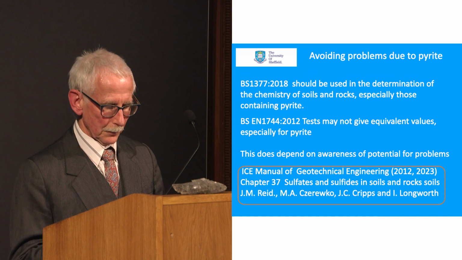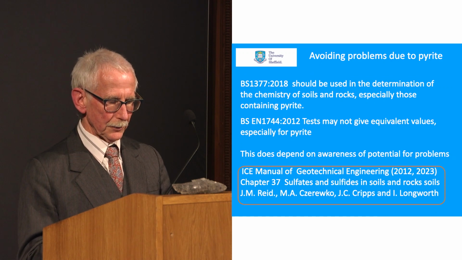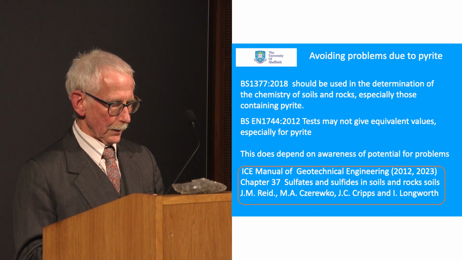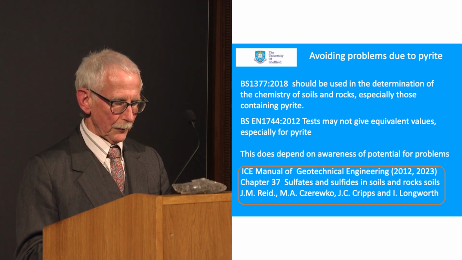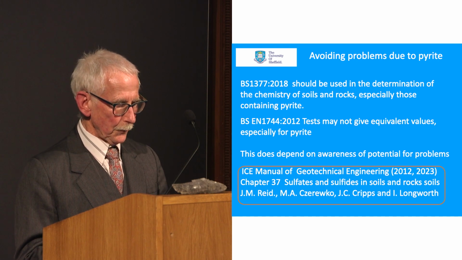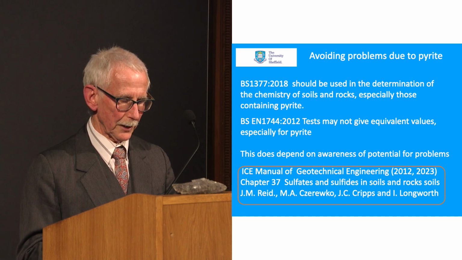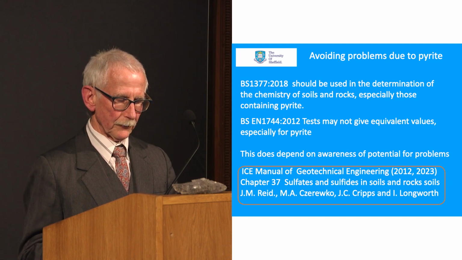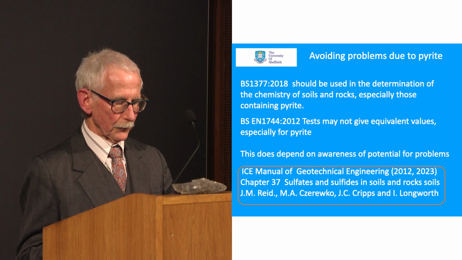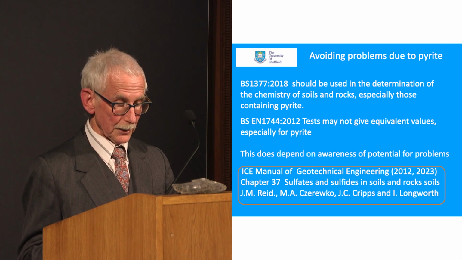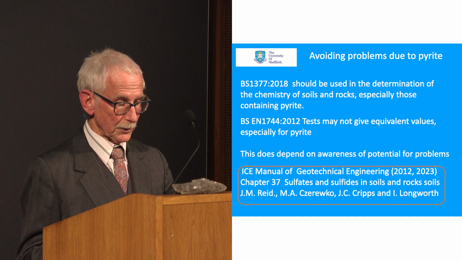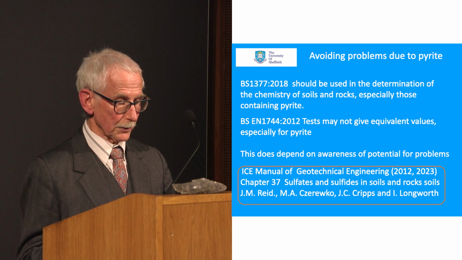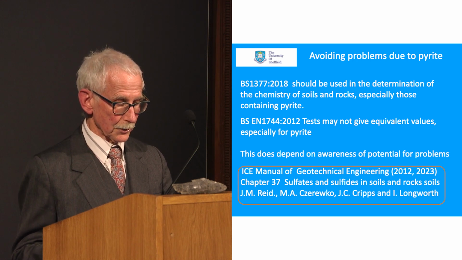To overcome this, revisions to BS 1377 were carried out in 2018, and this now aligns with the TRL and BRE procedures and should be specified for characterising the chemical character of soils and rocks for construction. This does depend on an awareness of the potential for problems with 1744, given that that is the default standard. And I'd refer you to Chapter 37 of the ICE Manual of Geotechnical Engineering, which covers sulfides in construction in some detail.